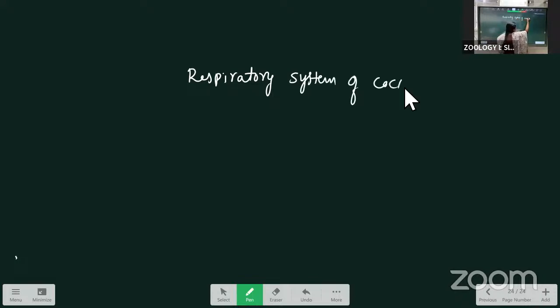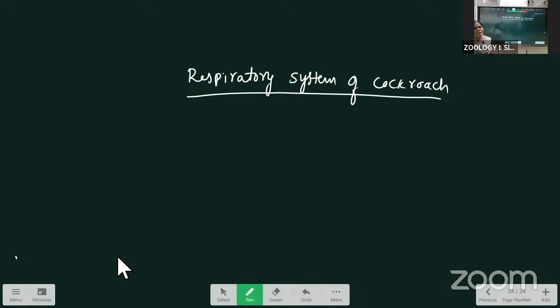Today, I'm going to explain one more LAQ, the respiratory system of cockroach. The SAQ mouth parts, I will take after finishing this topic. Yesterday's was discontinued. Next is the respiratory system of cockroach.